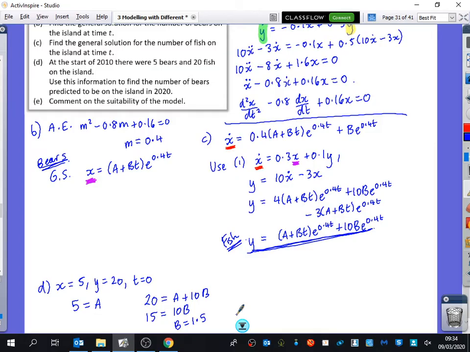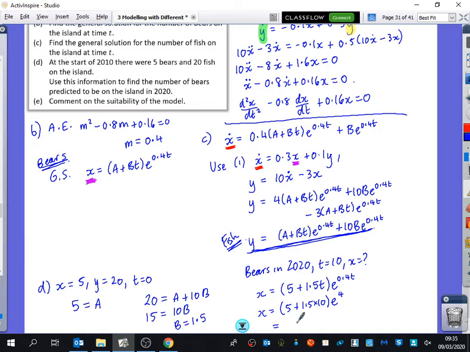And we want to know how many bears there will be in 2020. So for bears in 2020, t is equal to 10, and we want to find out how many bears there are. So the number of bears is a plus 1.5t e to the 0.4t. So the number of bears is 5 plus 1.5 times 10 e to the power of 4. So what is that? Let's get that as a number, which is 1,092 to the nearest bear. So we predict that there'll be 1,092 bears from 5 in 10 years.